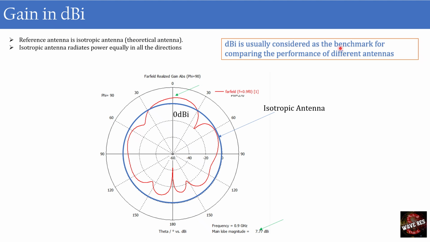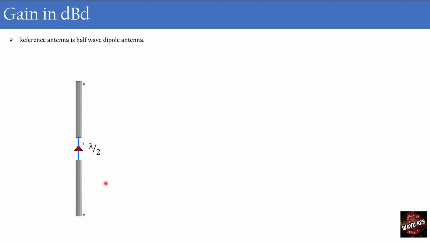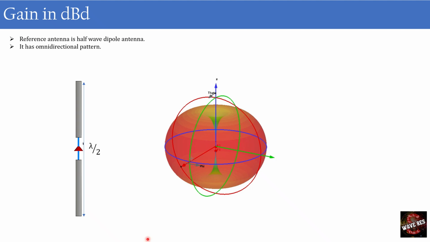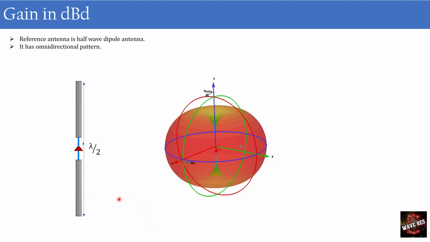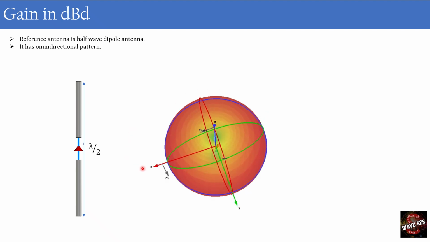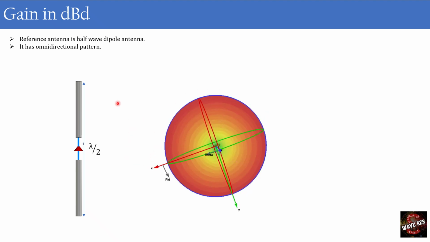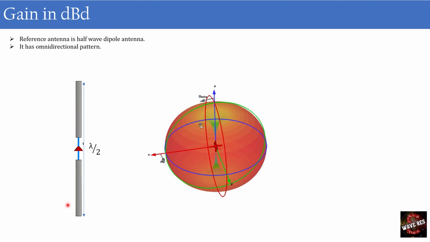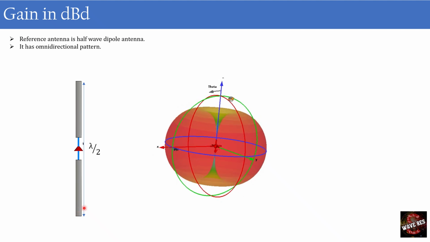If we are going to specify the gain in dBd, the reference antenna is a half wave dipole. So this is the half wave dipole. We have to specify the gain of our directional antenna with respect to the gain of our dipole antenna. We know that a dipole has an omnidirectional pattern. So it will have equal power distribution along this plane and no power along these axes. So that is the omnidirectional pattern.